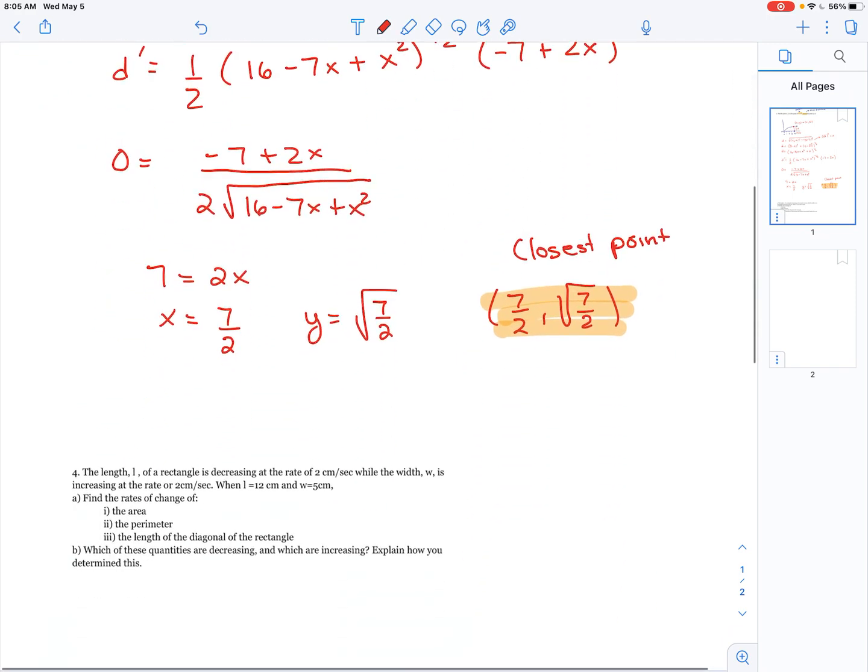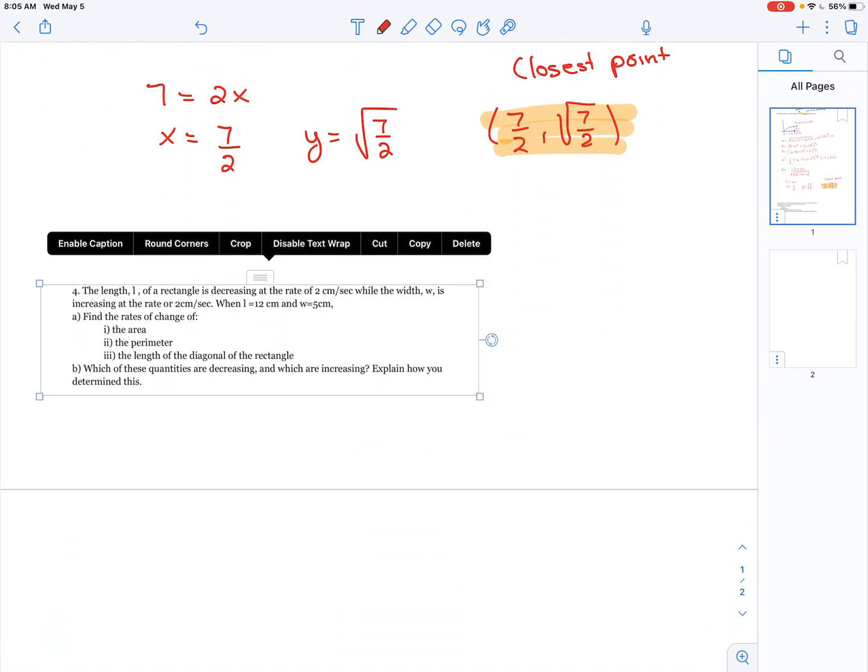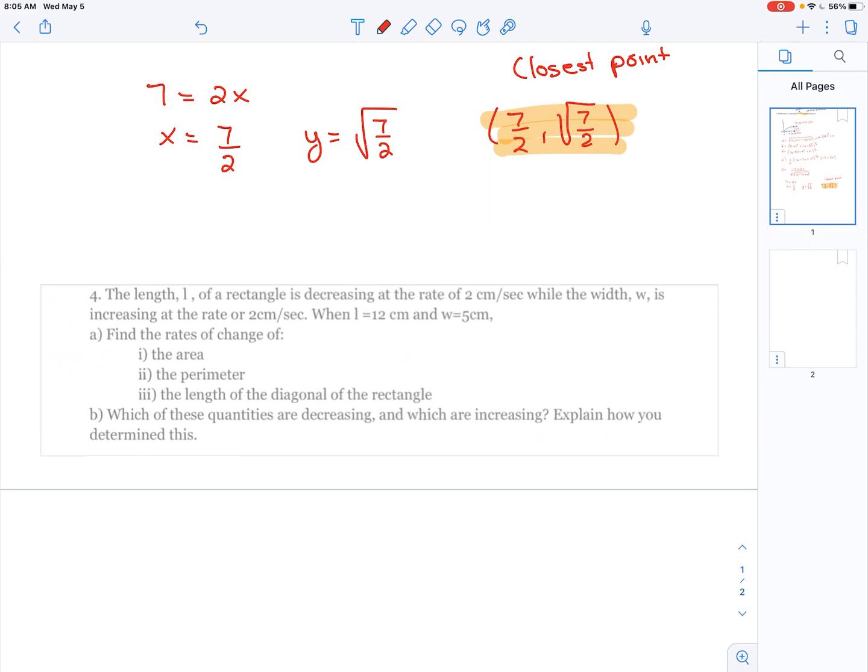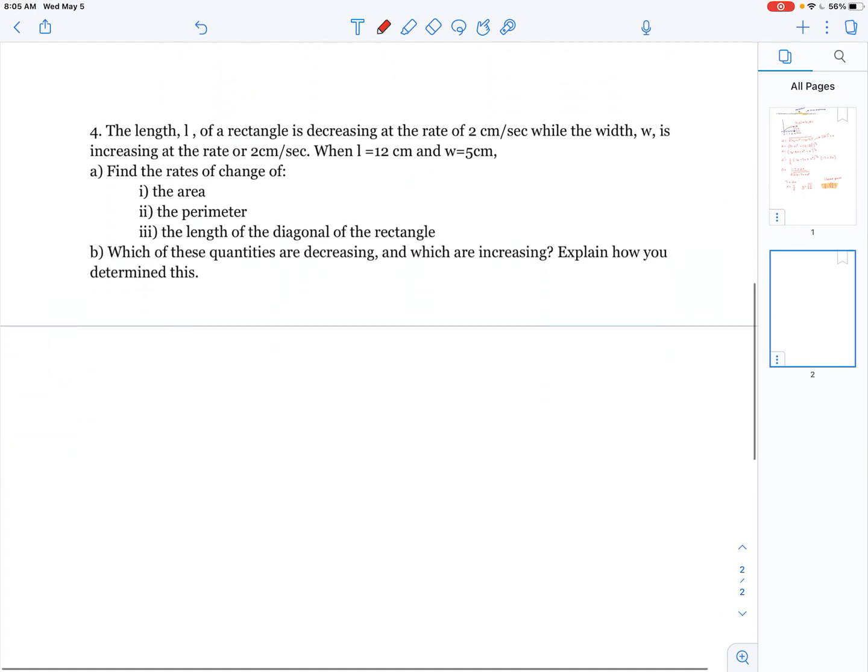All right, so let's do a related rates question. This is a really nice one because there's just a whole bunch of parts going on in it, and we have to interpret the question.